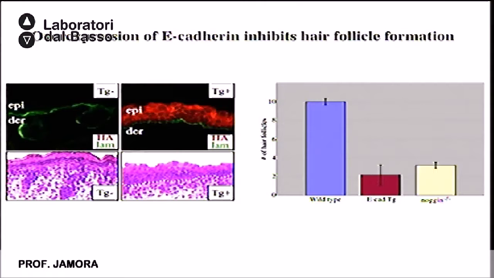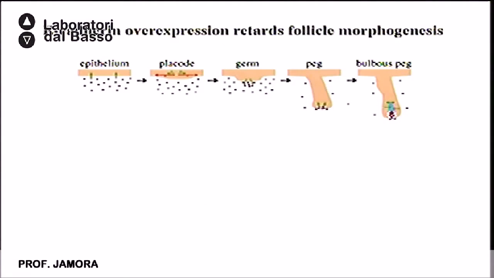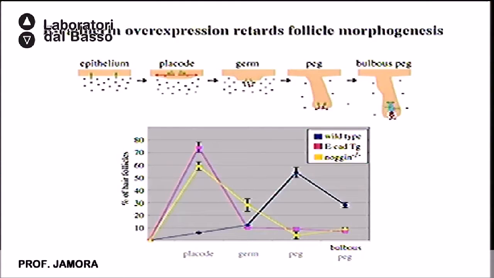So no hair follicles forming in the absence of noggin, where E-cadherin is not downregulated. And basically, this is what we found when we did some studies on that.